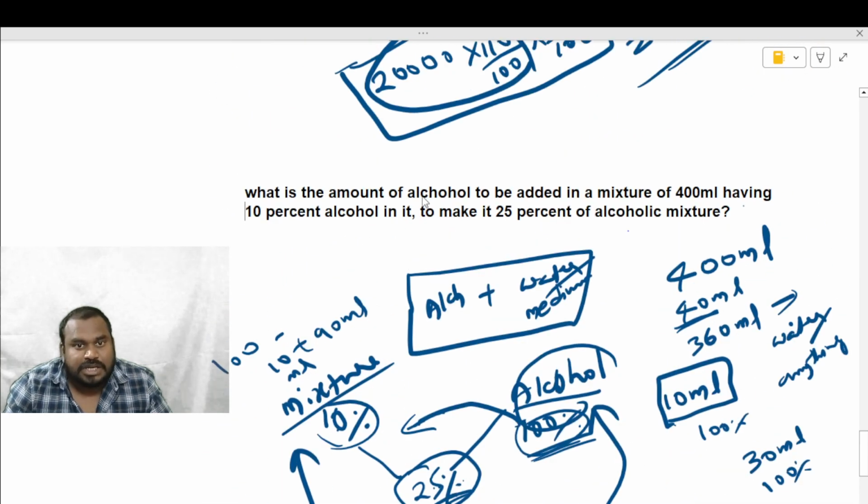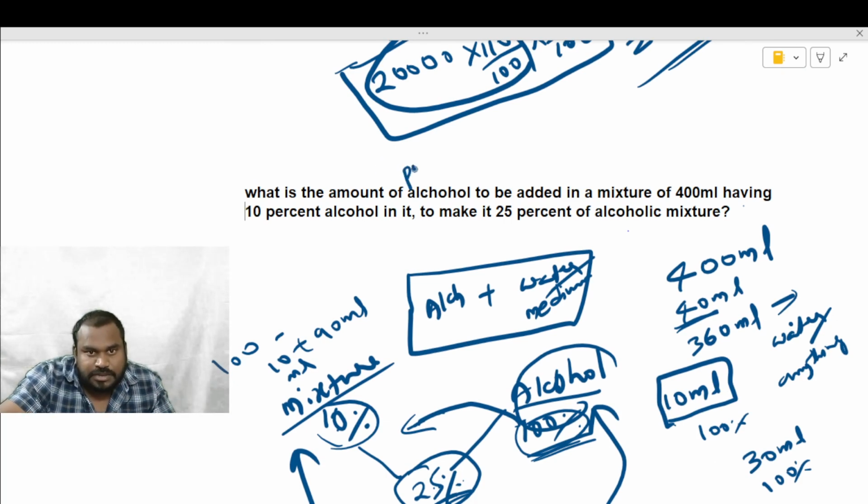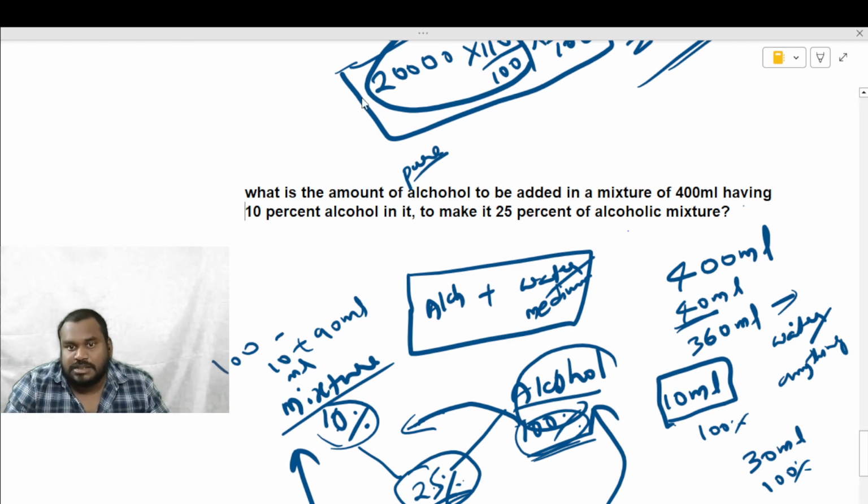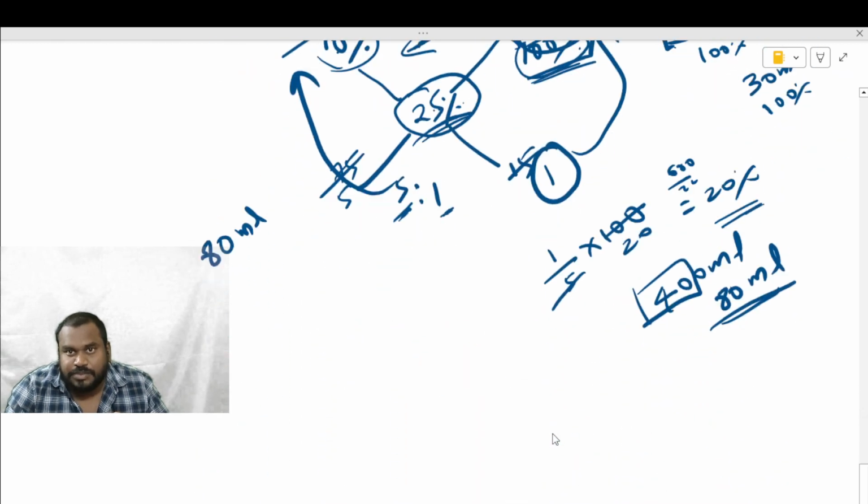amount of pure alcohol? If it is asked as pure alcohol or alcohol, both are the same. The procedure is the same. What is the amount of alcohol, or what is the amount of pure alcohol to be added? Anything is the same, because here I am taking alcohol as 100%. 100% is nothing but pure only, right?